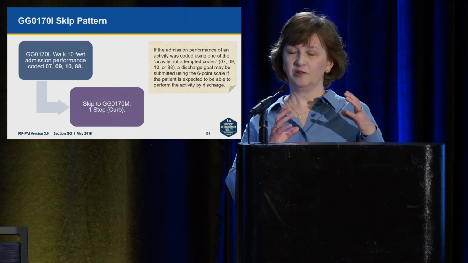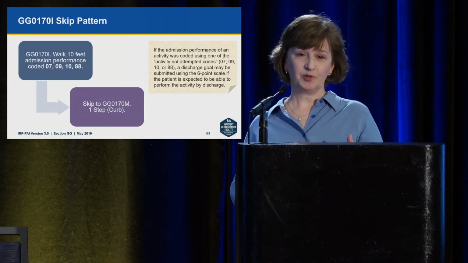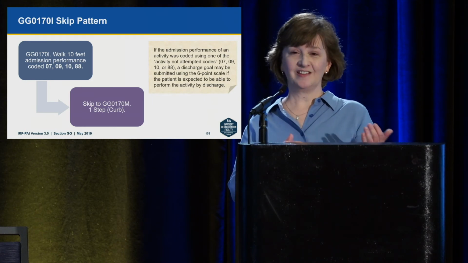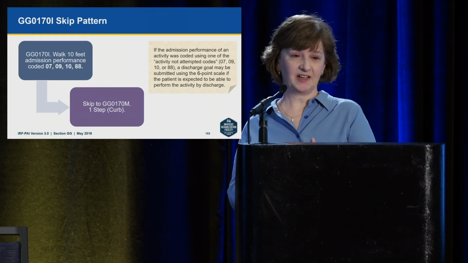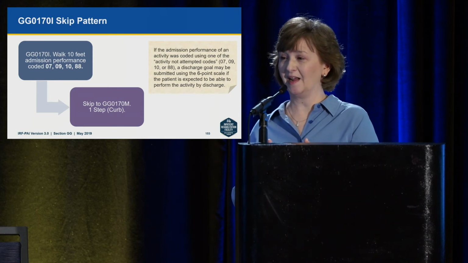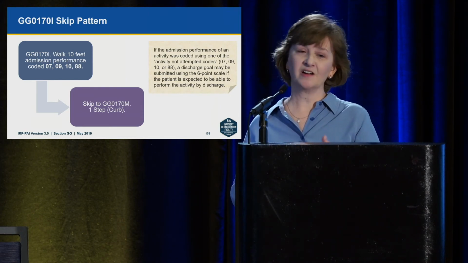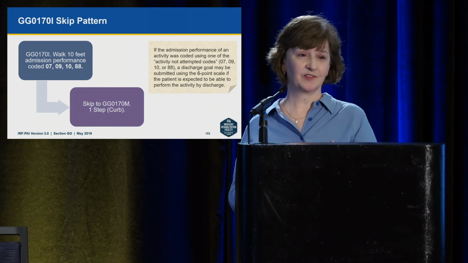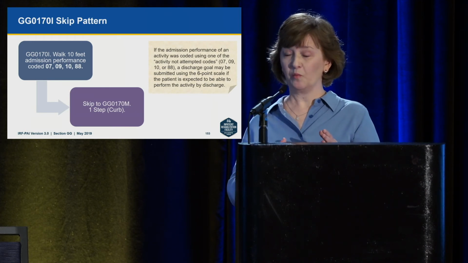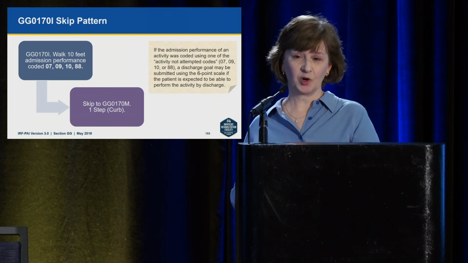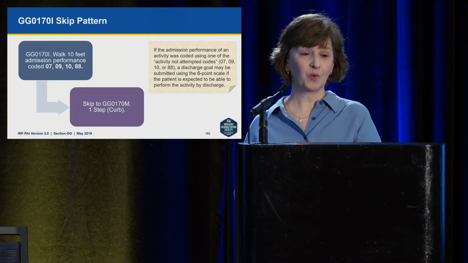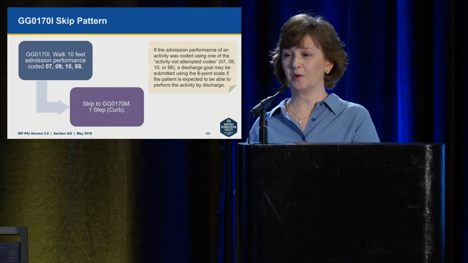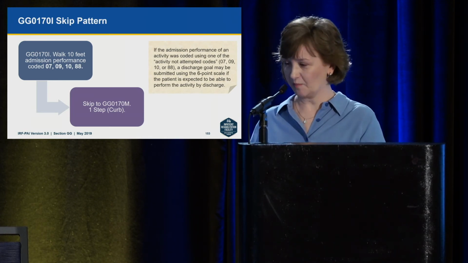So if you are coding that the patient is not able to walk 10 feet, so if somebody perhaps is walking 7 feet or not able to walk at all, then by coding one of these activity not attempted codes, you will skip out of the remaining walking items. Basically, the logic there is if the person can't walk 10 feet, they're not able to walk 50 feet or 150 feet. So the intent is to reduce some burden. You do skip to the one-step curb because it is possible that somebody's using a wheelchair, and so the person is not walking 10 feet, but they're actually able to go up and down one step or a curb in a wheelchair. So I hope that makes sense.